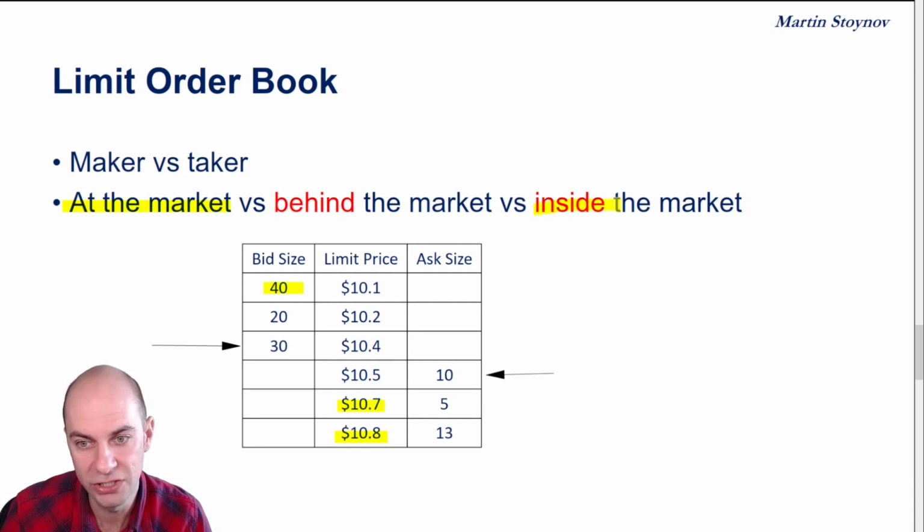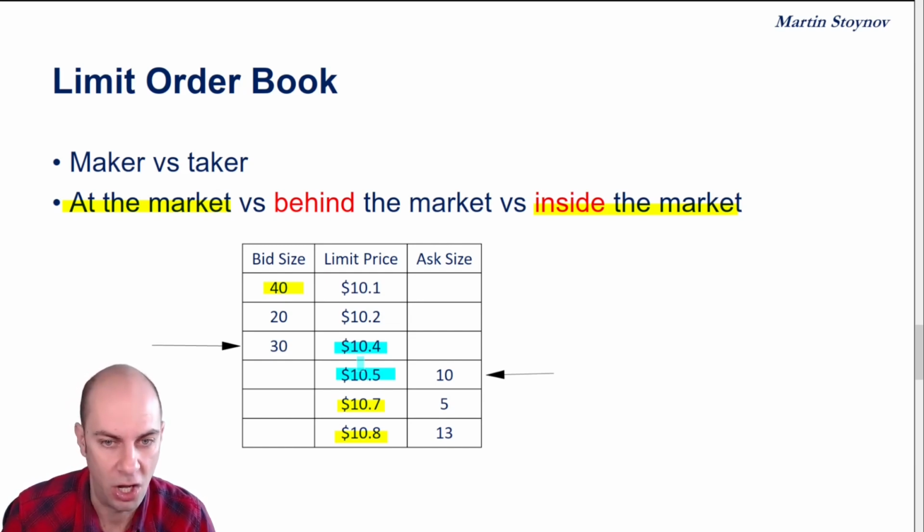And then we've got inside the market. Inside the market would be the area between 10.4 and 10.5. That is, of course, the market. And anything in between will be inside the market. So if someone now comes with a price of 10.42, let's say, he'll be placing a bid inside the market.